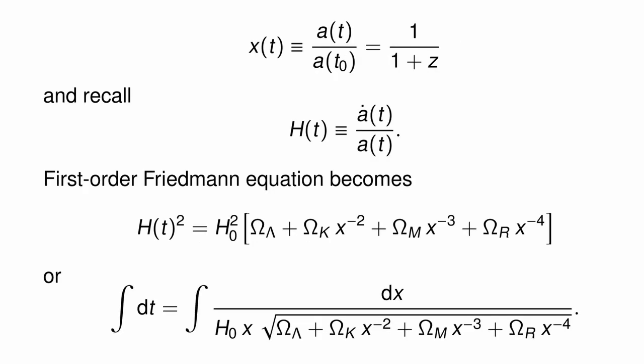And now things become dimensionless. Introduce this additional factor just for convenience. This is just the relation between the scale factors, which is equal to 1 over 1 plus z. And recall that this is the definition of the Hubble parameter. And then we really get a very simple equation of this type.